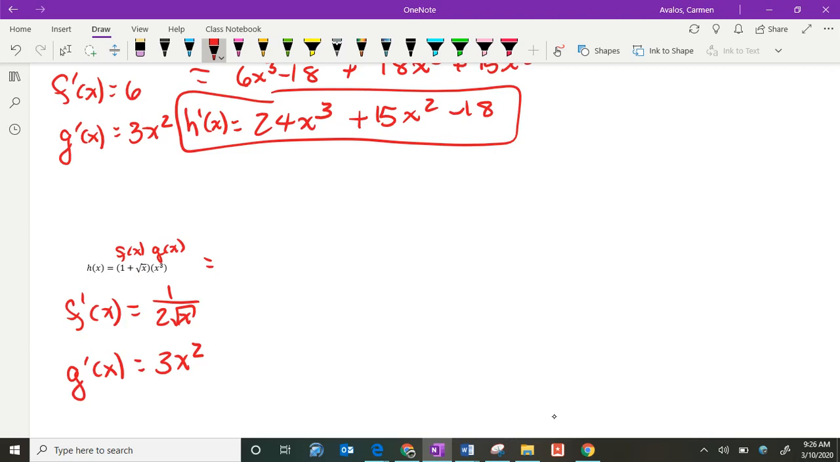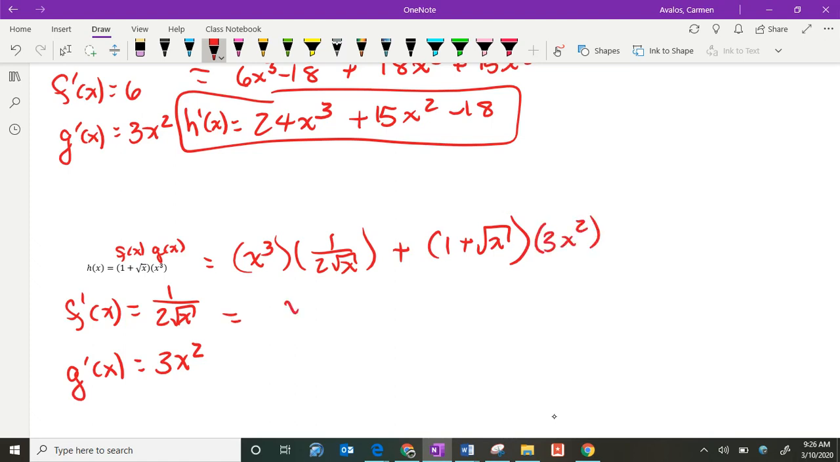So for the first term, the g of x, we leave it alone. So we have x cubed, and then the derivative of f of x is going to be 1 over 2 square root of x, and then plus, and then we leave the f of x alone. So it's 1 plus square root of x, then the derivative of g of x. So we end up with x cubed over 2 square root of x plus 1 plus square root of x. And I'm just going to multiply that out on there. So it's going to be 3x squared plus 3x squared square root of x.